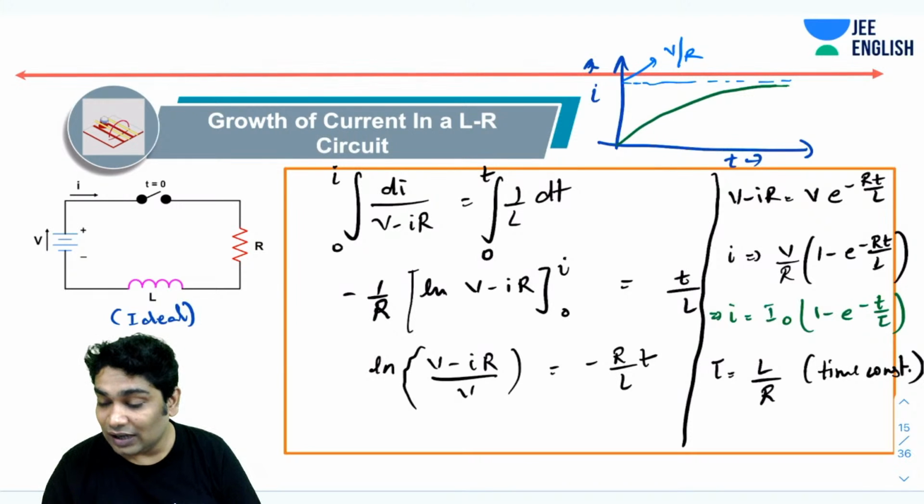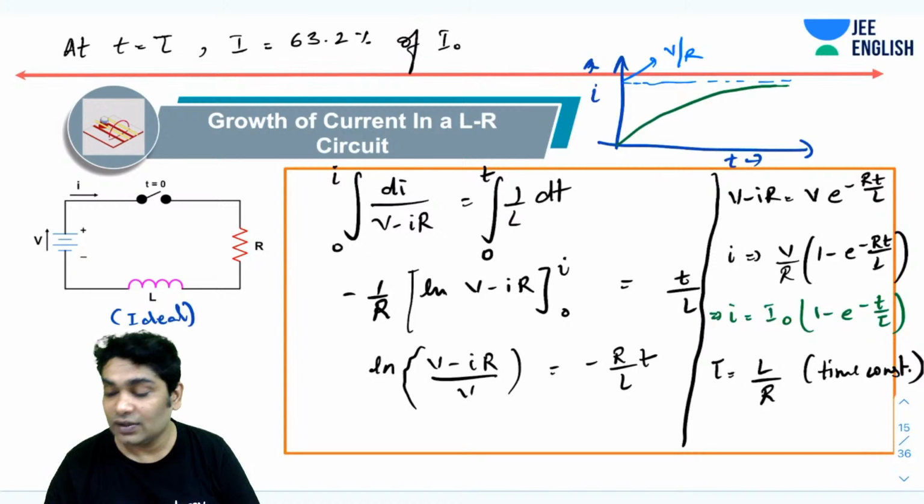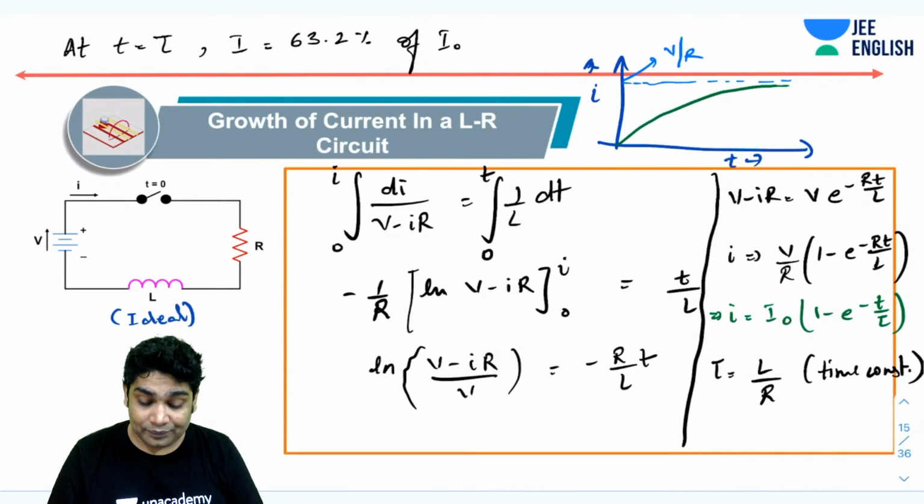So at t equals tau, I would be equal to 63.2% of I naught. So that is how you can define the time constant: the time in which the current reaches 63.2% of the peak value.